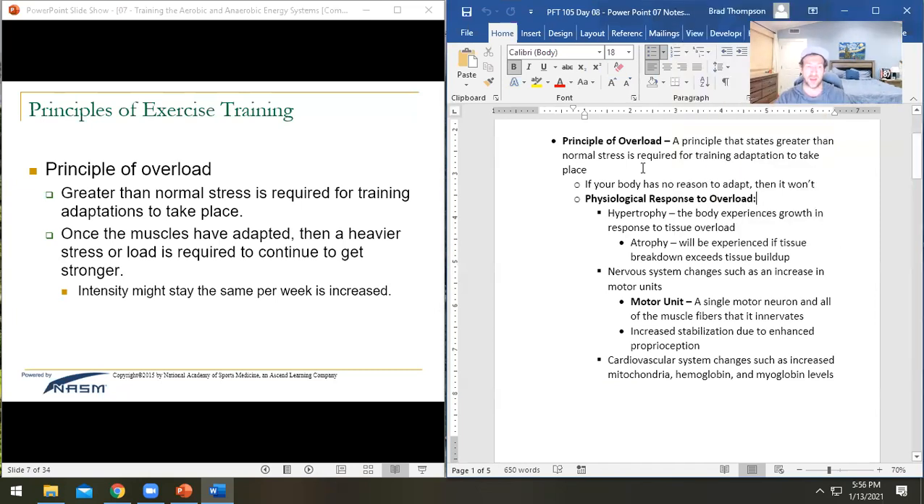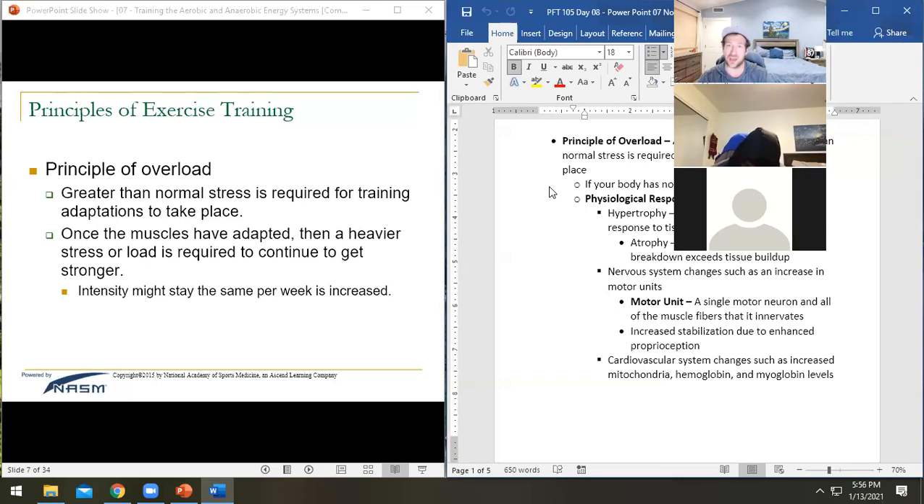And so your intensity may stay the same per week, or maybe it's going to go up per week, right? It depends on what you're trying to achieve. If your intensity stays the same, that shows your body is working on adaptation. But if your intensity is going up and up and up, that's where your body goes, all right, well, I need to respond to that stress.